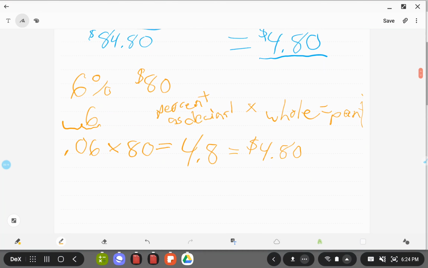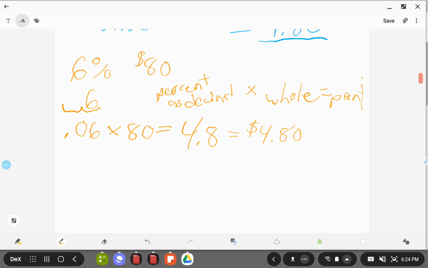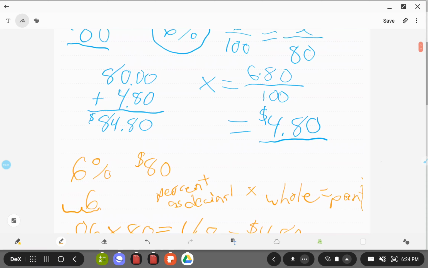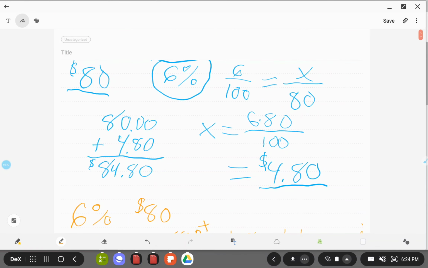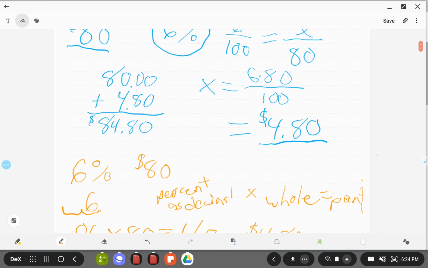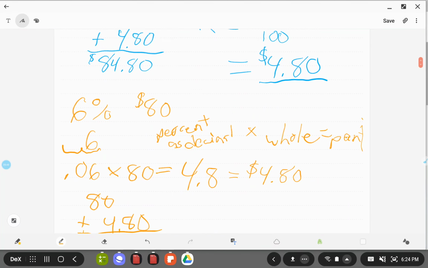But of course, my final answer, I want to know how much I'm paying at the register. So I would have to take my $80 and add $4.80, just like we did before, right? So I'm not saving any time there. I still have to add the number at the end. All right. So in both of these cases, we figured out the $4.80 first, and then we added it to $80. And that works fine. The only thing is that we have to remember to add it at the end, right?